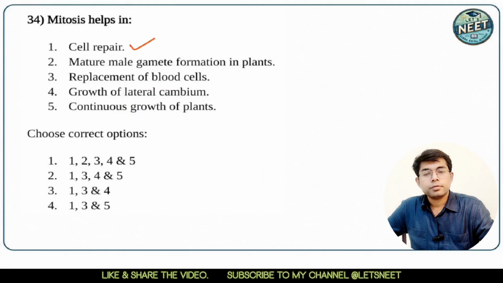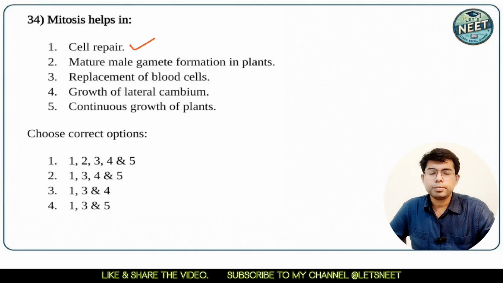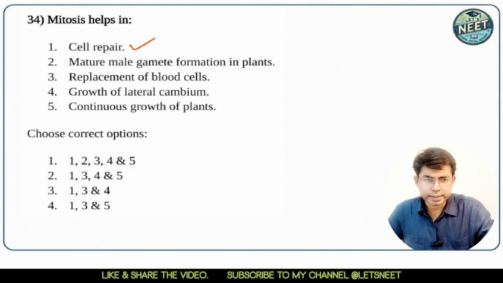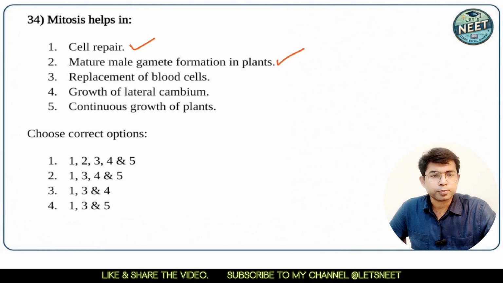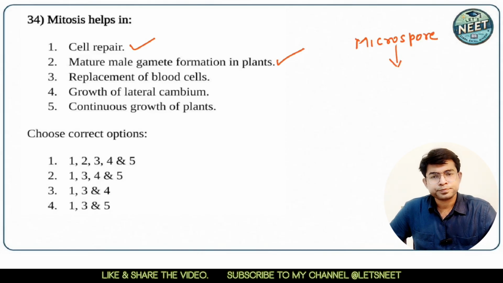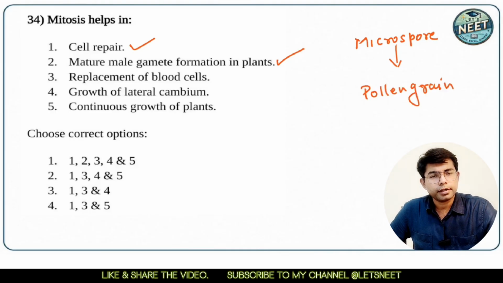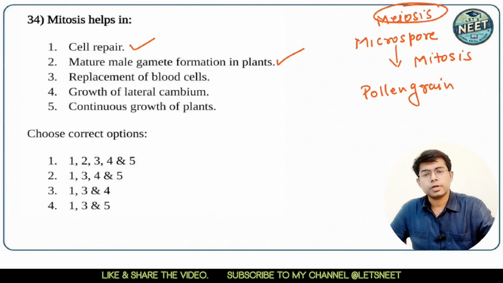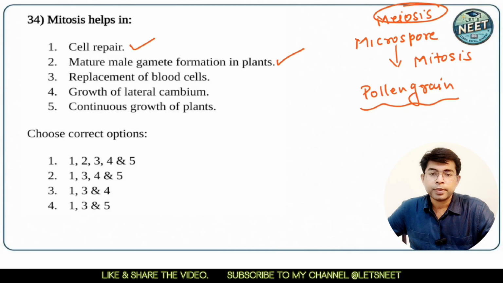Mature male gamete formation in plant, right? So mitosis helps in mature male gamete formation in plant, yes, because microspore undergoes mitosis to form mature male gamete, yes. So the pollen grain is formed now. So here you will see that mitosis is required, right? And before that you have meiosis. So mitosis and meiosis both are required in mature pollen grain formation or mature male gamete formation.